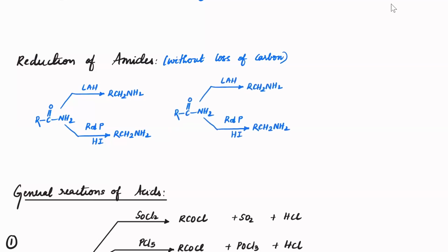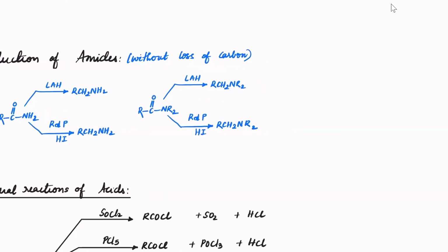Now, the same thing I can do this time with NR2 also. If you have NR2, the same reduction would happen here. So this will become R2 here and R2 here. So everything converts into amines.